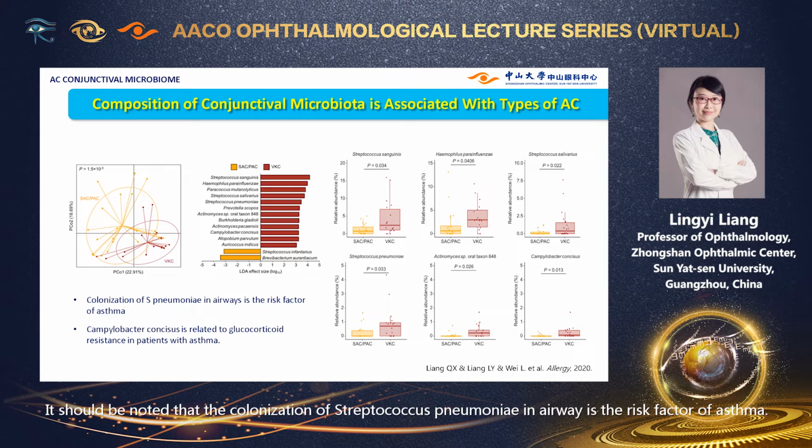It should be noted that the colonization of Streptococcus pneumoniae in the airway is a risk factor of asthma, and Campylobacter concisus is related to glucocorticoid resistance in patients with asthma. Therefore, these results show that the composition of the conjunctival microbiome is associated with the different types of AC. This finding represents potential targets for the microbial mechanism underlying AC and other non-infectious ocular surface inflammations.